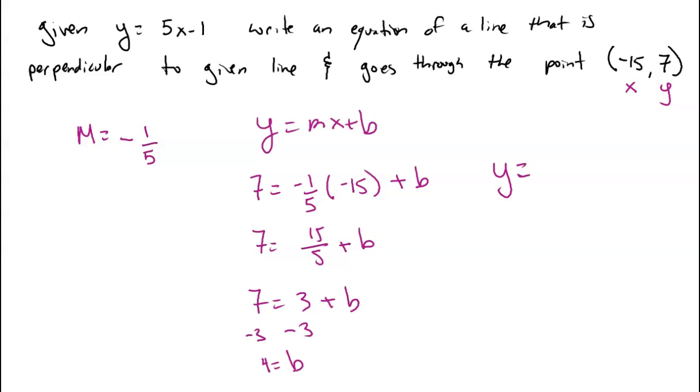So I plug in what I know. I plug in the 1/5 in for m, and then plus 4. So this line is now perpendicular to that line, but goes through the given point. All right. So try one on your own.